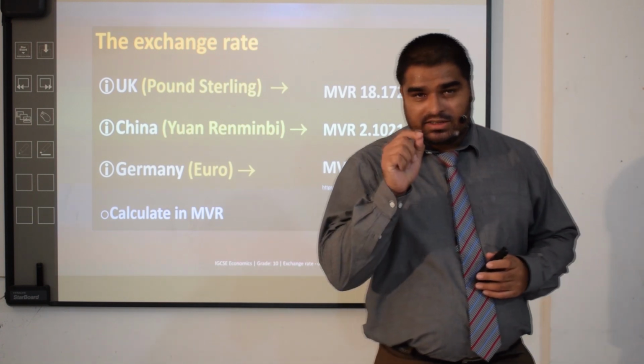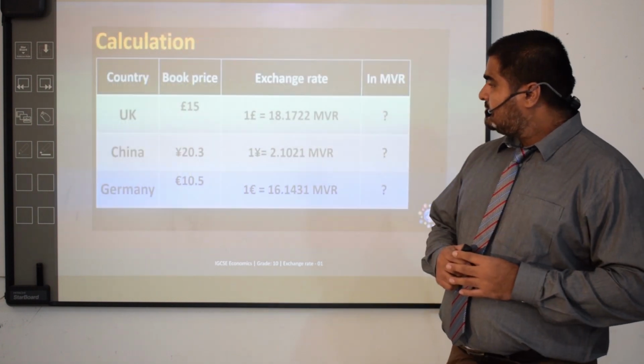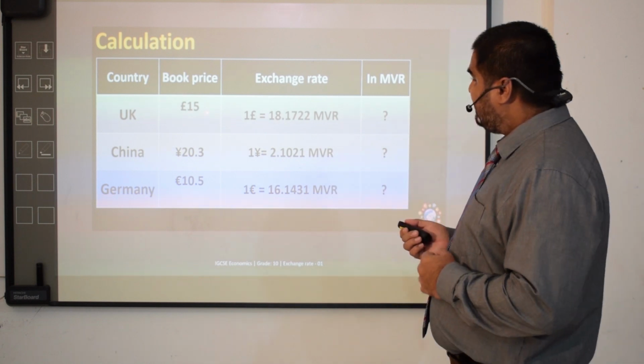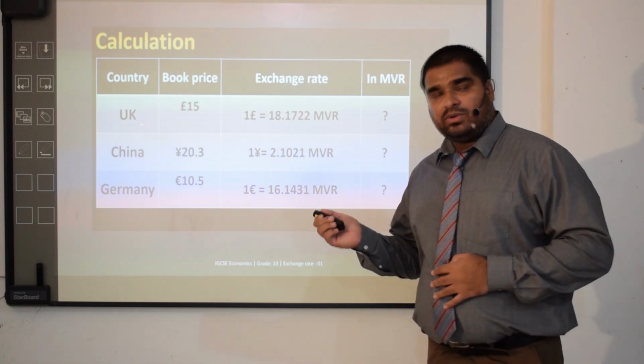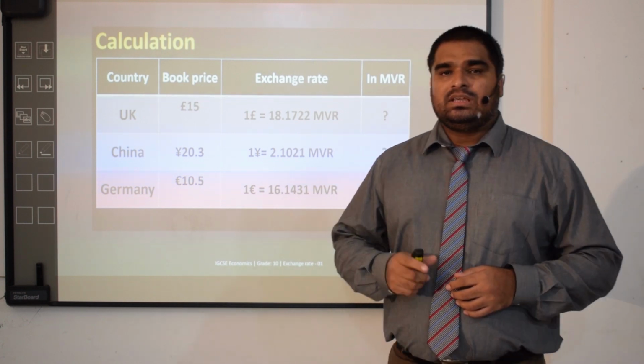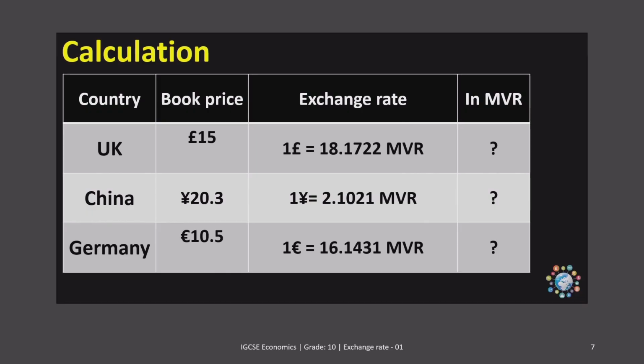Now, take your calculator. Get ready for a calculation. Now, if the book costs £15 in UK, how much rufiyaa do I have to spend? If the book costs 20.3 yuan in China, how much rufiyaa will it cost? And if it is 10.5 euro in Germany, how much rufiyaa do I have to spend?